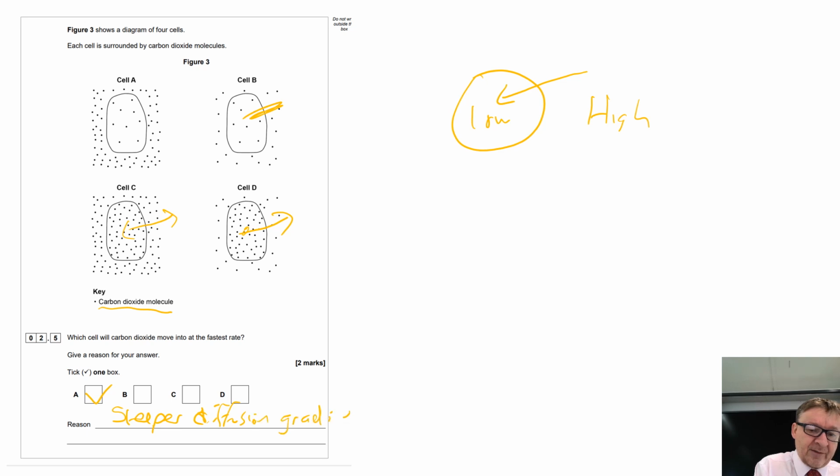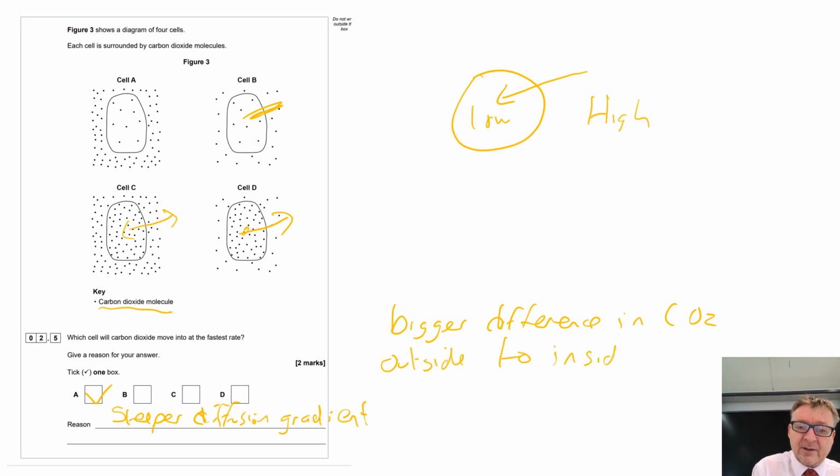So you think about your definition that you keep getting asked about all the time. And there is, I'll just write it here, there is a bigger difference in CO2 outside to inside. Now really I've done the same thing twice there, okay? But obviously a steeper diffusion gradient is a good answer because it's very scientific, but it also tells you the correct answer.